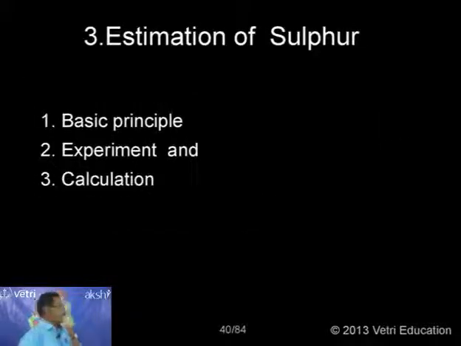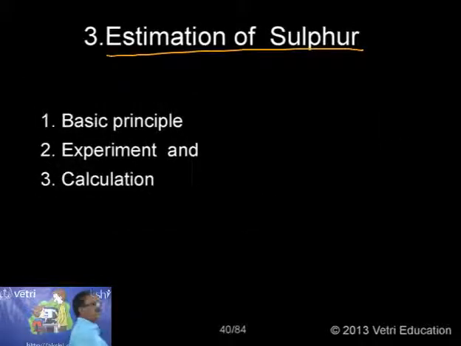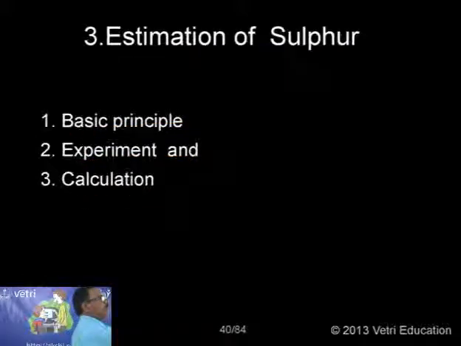Let me go for the next, estimation of sulfur. Another interesting method. For estimation of sulfur, halogens, phosphorus, etc., we can use a special method called Carius tube. Again, as usual, I will discuss basic principle, experiment and calculation. Kindly follow.